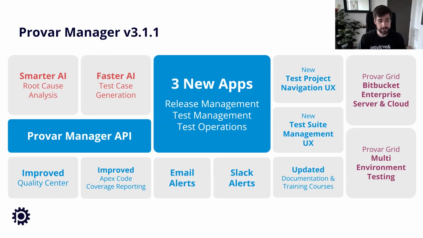We've improved Quality Center, so it runs faster now. We've also improved Apex code coverage reporting, so it's more scalable. We had some customers that were running thousands of unit tests and getting a lot of information back from those. So we had to make it more scalable, capable of running and importing information about as many unit tests as you have running.